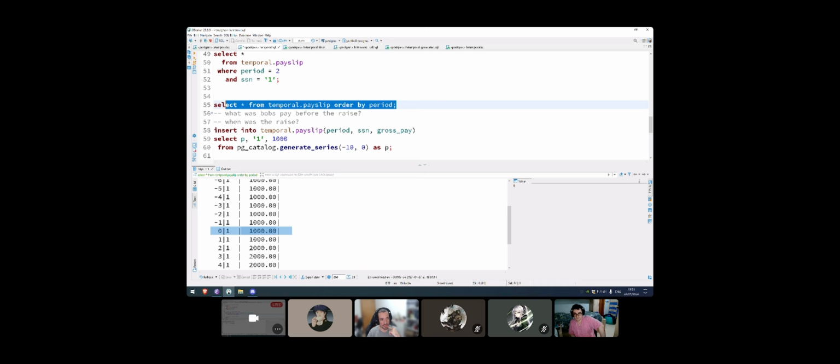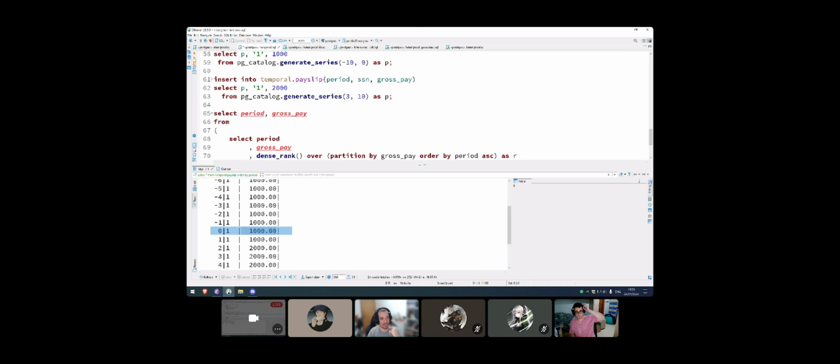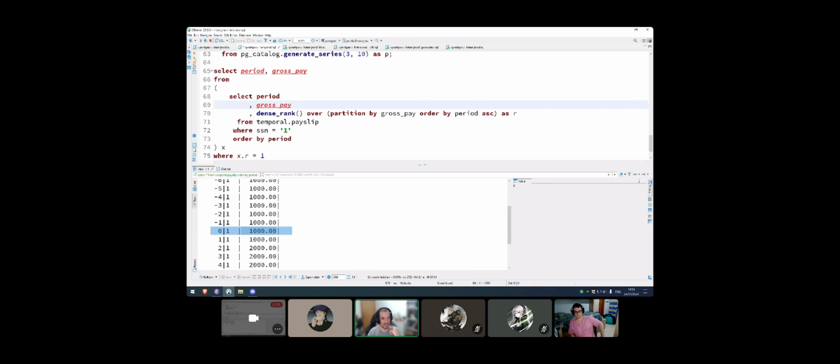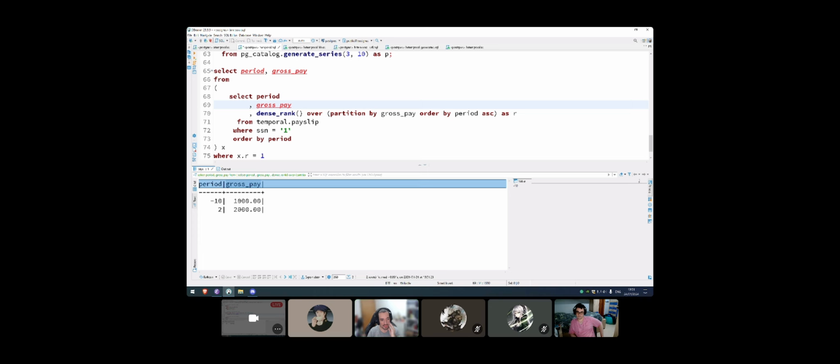So I generated this data, and we could do a summary of his gross pay changes, right? So we know that as far as we can tell, his gross pay was 1,000, and at period 2, it was raised to 2,000.